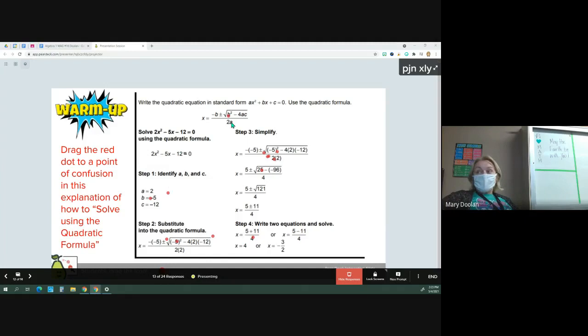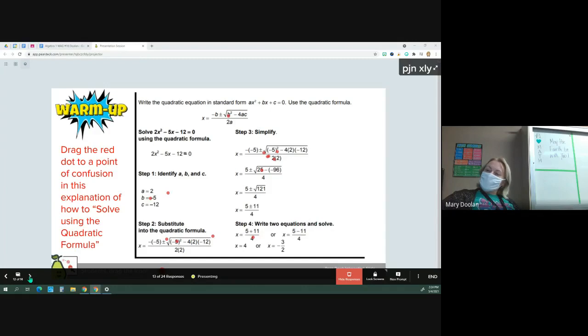All right, and so we're going to practice this today. What we're going to work more specifically on practicing is how do we plug in to the formula? Because if you don't plug into the formula correctly, you won't get the right answer. So we're going to be looking at an equation and going through these steps. We're going to figure out first, what's A, what's B, what's C? They're just going to be numbers. And then we're going to substitute them into the formula. Then we're going to simplify. Then we're going to write two equations and solve.